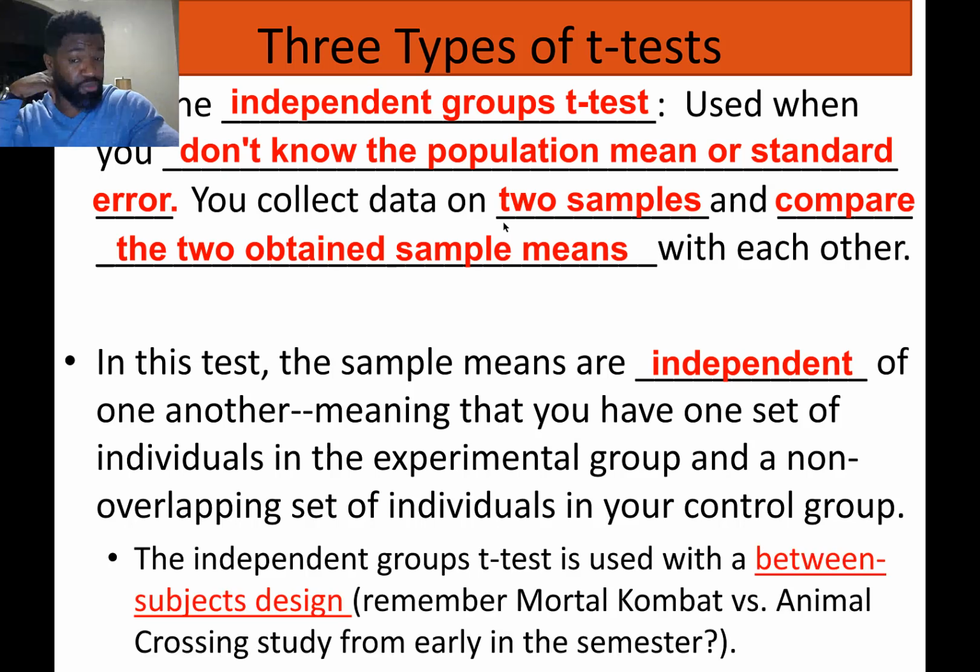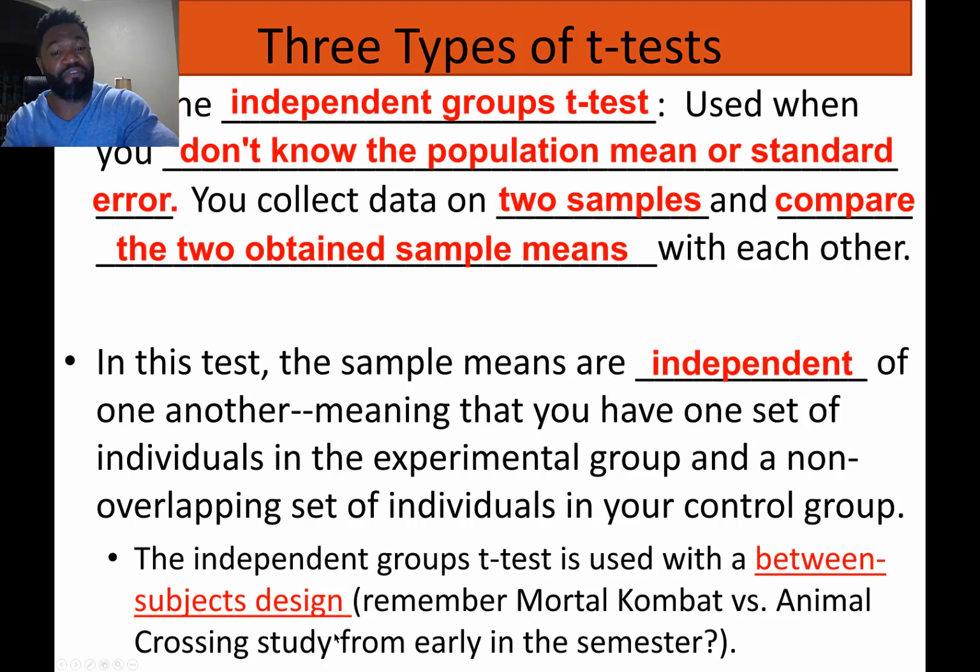And the independent groups t-test is used when you have a between subjects design, right? And that's what we mean by you have these two separate, distinct groups. So to take this back to an analogy that we've used in an example earlier, you guys remember the Mortal Kombat versus Animal Crossing study that we did earlier in the semester, where we had some kids playing Mortal Kombat and we had some kids playing Animal Crossing, and we wanted to determine whether the kids who played Mortal Kombat engaged in more violent acts after playing the game.